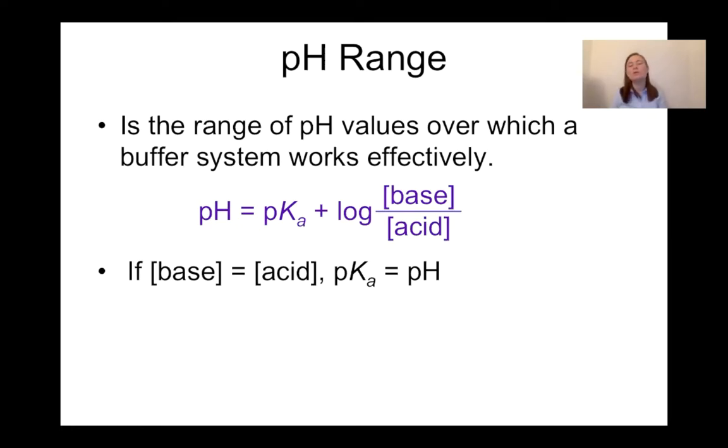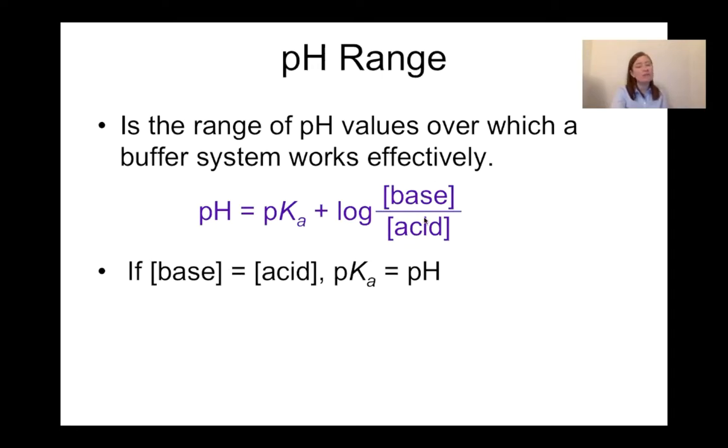So what you need in order for a buffer to work properly is for the concentrations of acid and base to be roughly equal, differing essentially by no more than a factor of 10. Well, if they're exactly equal, then we have log of 1, and so this term disappears, and so the pKa is equal to the pH. That's the pH where your buffer is going to work the best.